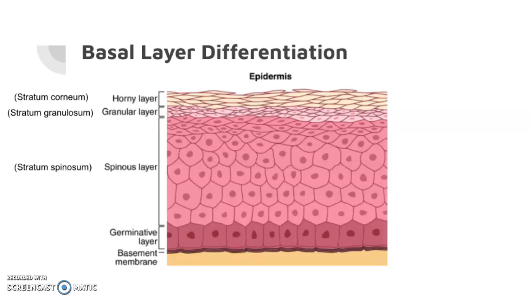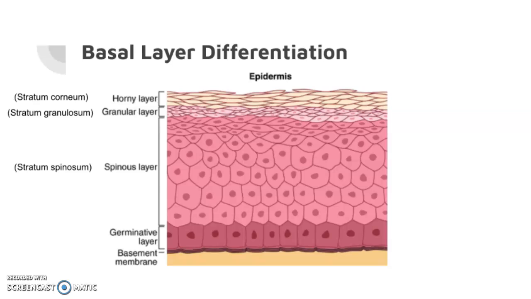First I'm going to talk about the layers, and then I'll talk about the signals that are involved with it. So we have the horny layer, the granular layer, spinous, and germinative. The first thing that's really important is the germinative layer. That is the layer of stem cells that the basal layer turns into, and it's a layer of stem cells that continually activate throughout our entire lives.